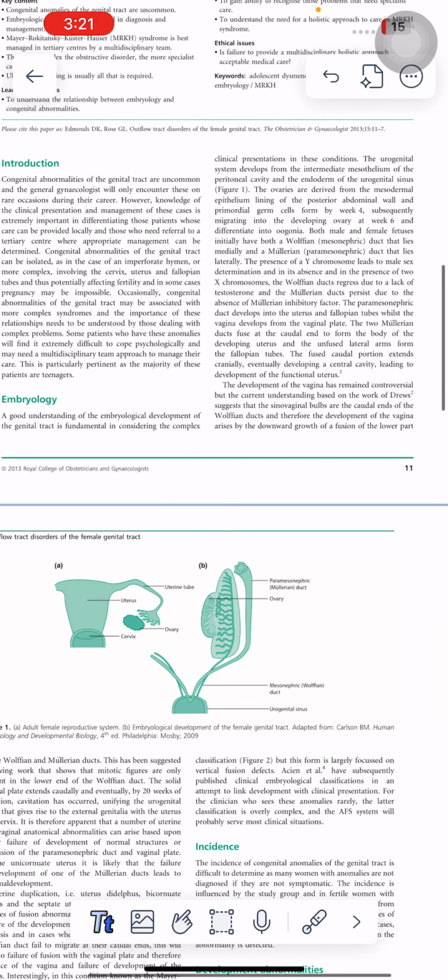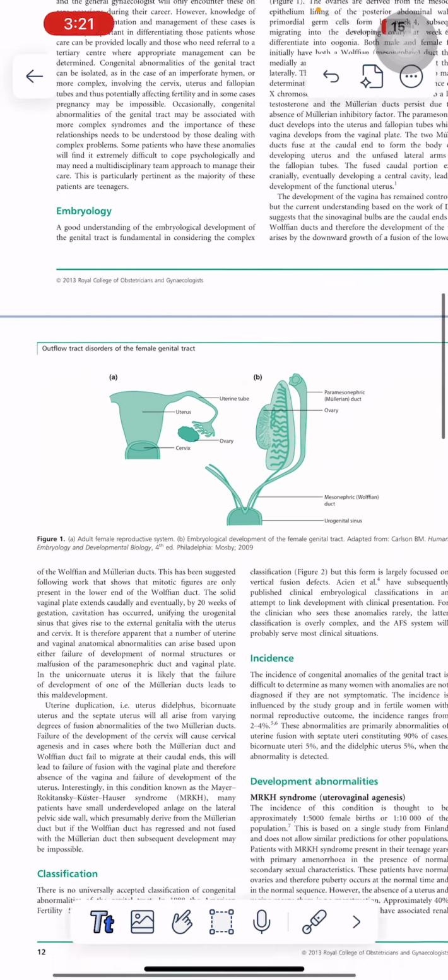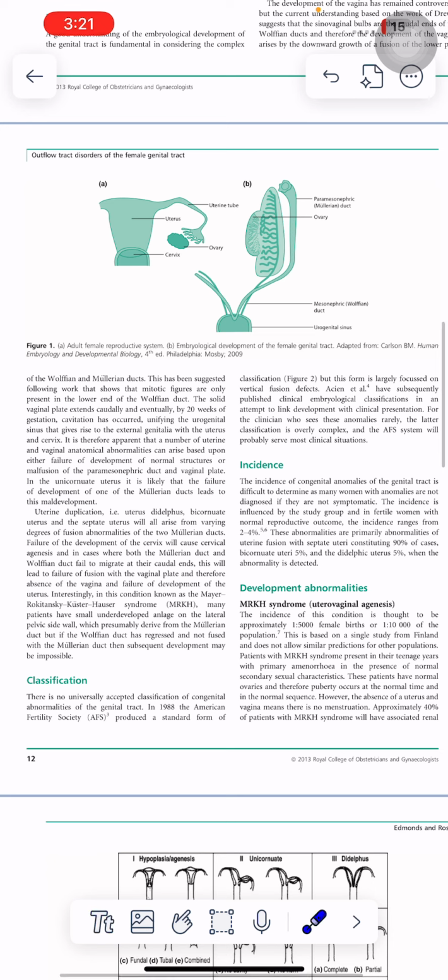The development of the vagina has remained controversial, but the current understanding, based on the work of Dewes, suggests that the sinovaginal bulbs are the caudal end of the Wolffian duct, and therefore the vagina arises by downward growth of a fusion of the lateral part of the Wolffian duct and Mullerian duct. This has been suggested following work showing that mitotic figures are only present in the lower end of the Wolffian duct. The solid vaginal plate extends caudally, and eventually by 20 weeks of gestation cavitation has occurred, unifying the urogenital sinus, which gives rise to the external genitalia, with the uterus and cervix.